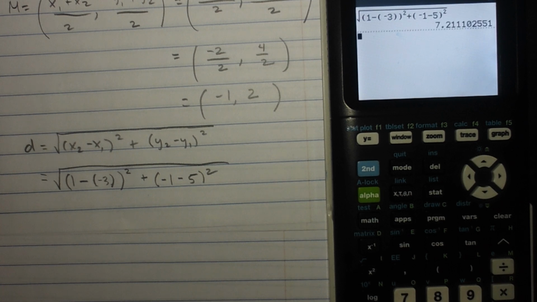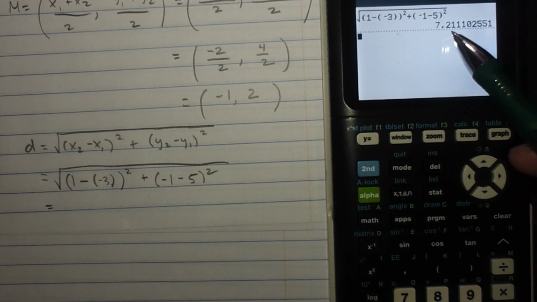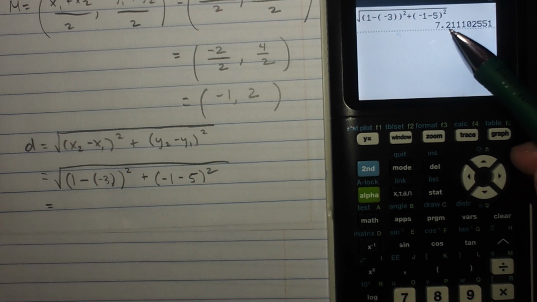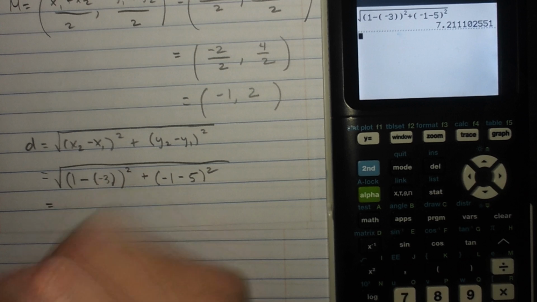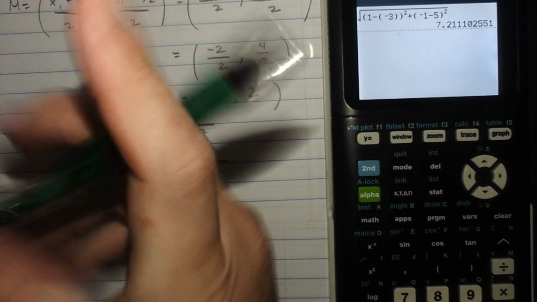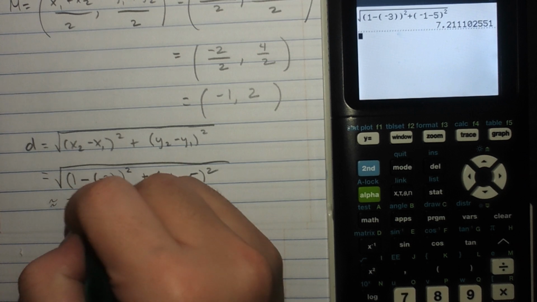Press enter, and your answer is going to be, let's round to the nearest tenth. So this is the tenth place, and the 1 dictates the 2, and since that number 1 is less than 4, any number below 4, this number is going to remain the same. So your answer is approximately 7.2.